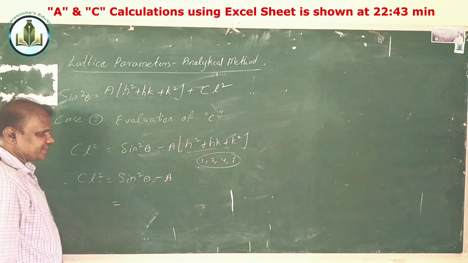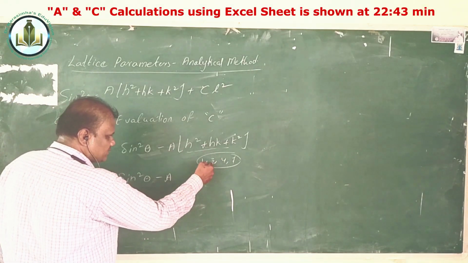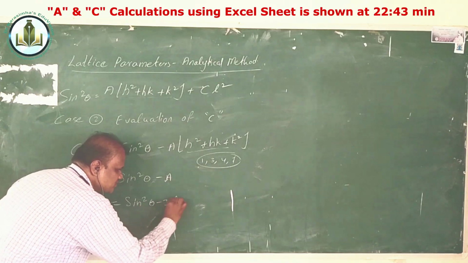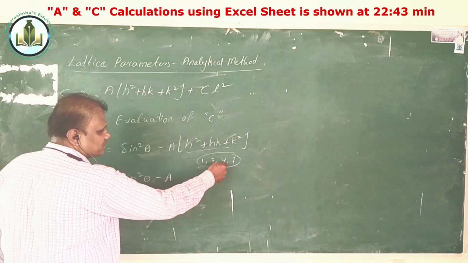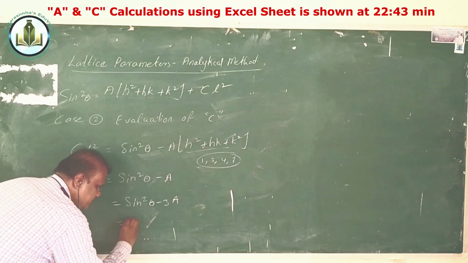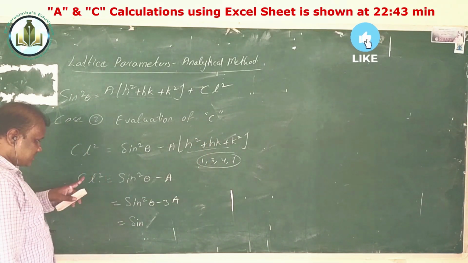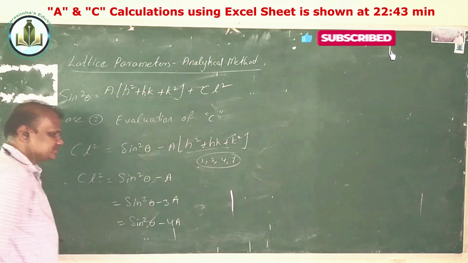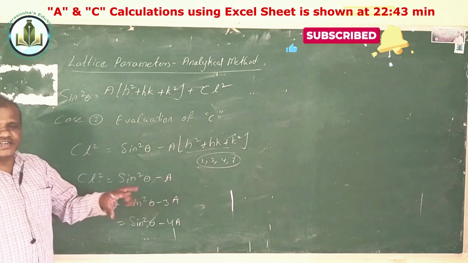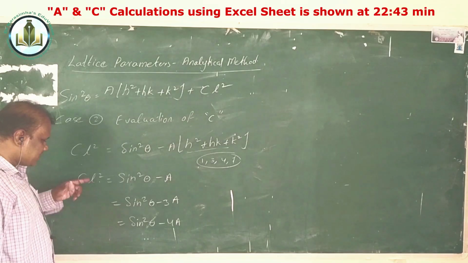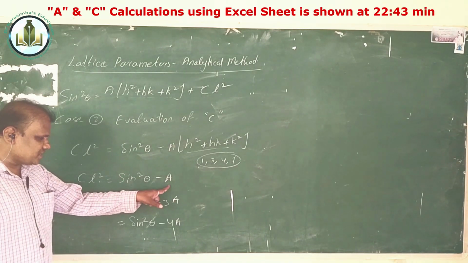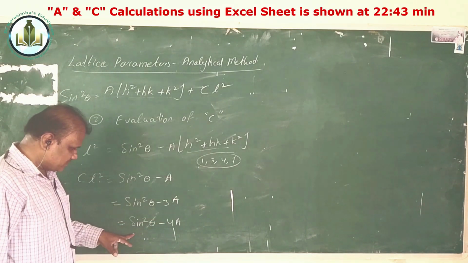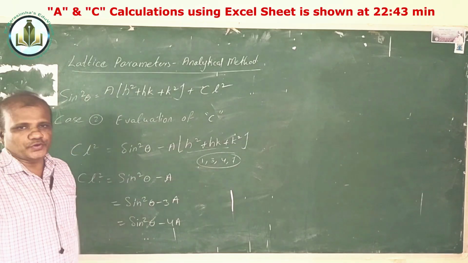Similarly, if this term is equal to 3, you can write sin square theta minus 3a. If this term value becomes equal to 4, the same equation can be written as sin square theta minus 4a. So here I am going to draw a table in which one column has sin square theta minus a, the second column has sin square theta minus 3a, and the third column has sin square theta minus 4a.